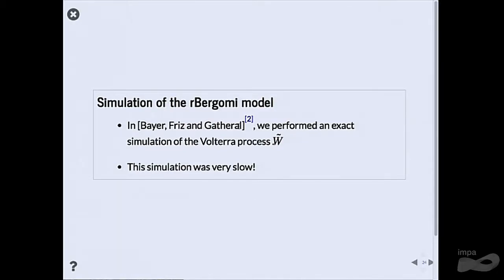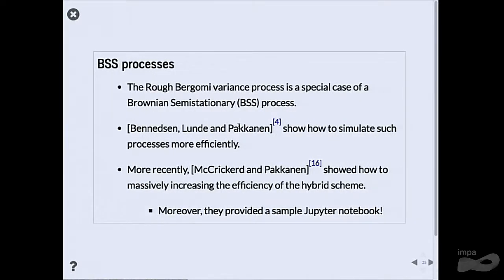Now, in the original pricing paper with Christian Bayer and Peter Fritz, we did an exact simulation of that Volterra process, W tilde. It was horrendously slow, and certainly far too slow to be able to do any kind of calibration. Since then, the same Mikko Pakkinen at Imperial came up quite quickly, I must say, with the so-called hybrid BSS process. BSS stands for Brownian semi-stationary, and he was already an expert in this kind of process. It's a generalization of this model.